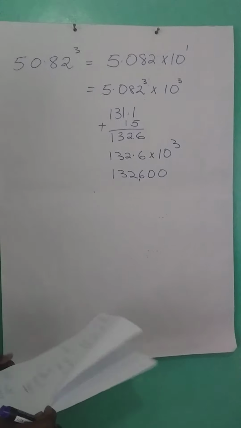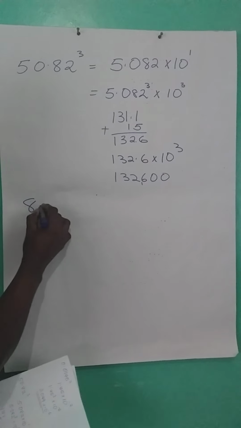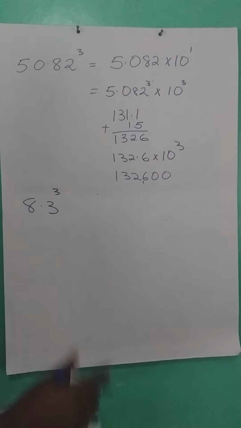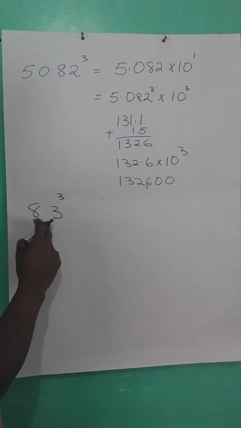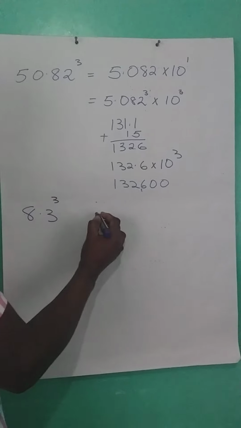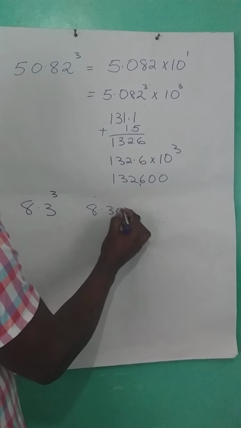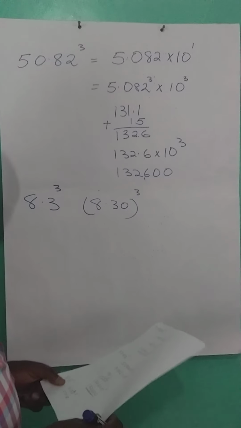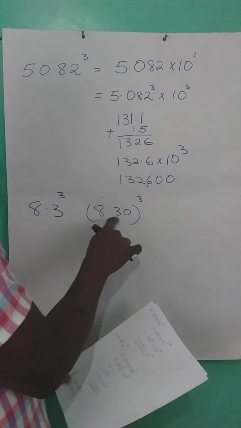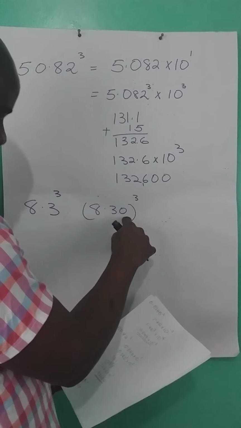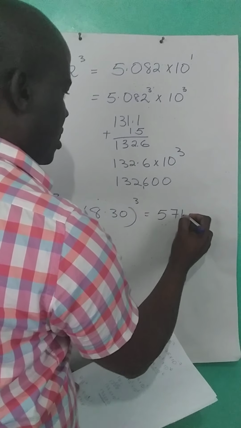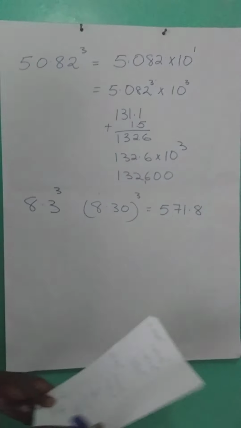Finally, let's look at the cube of 8.3. Now, since this number is already between 1 and 10, we'll write 8.30 cubed. Then from our table, we check 8.3 under x, then we move to where 0 is, and we will find 571.8.